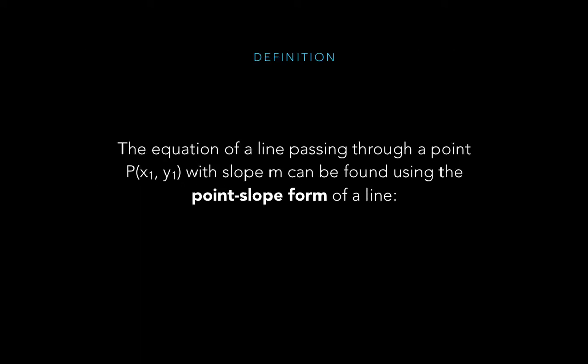To begin, we're going to provide a definition. The equation of a line passing through a point, we'll call the point P, and its coordinates are x1 and y1, with a slope of m, can be found using the point-slope form of a line. That form is y minus y1 equals m, and in parentheses, x minus x1.